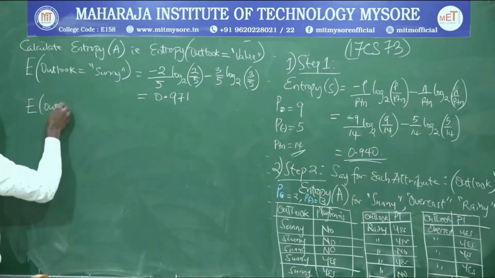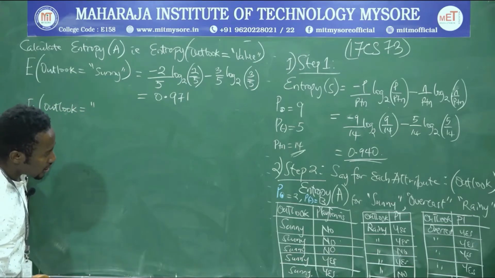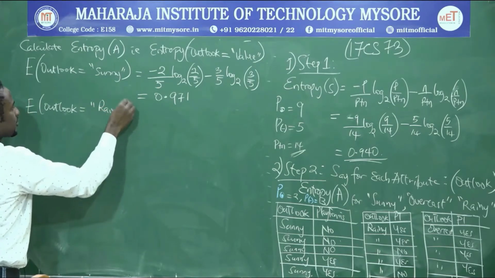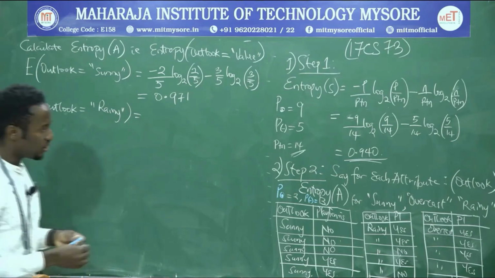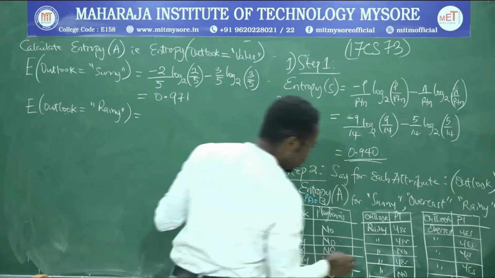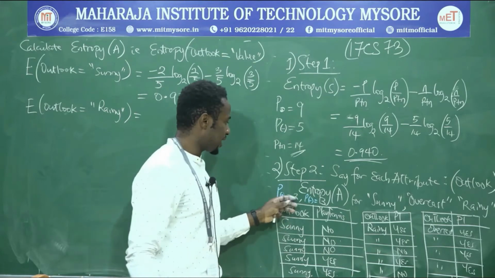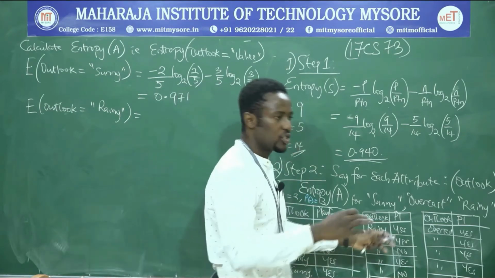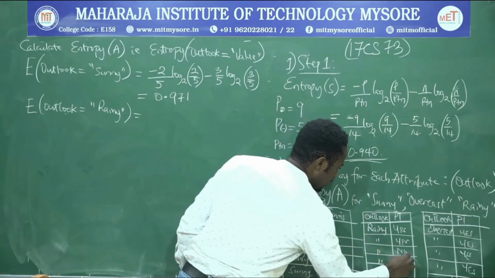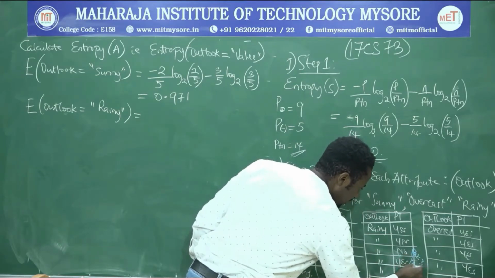We have to repeat this again for what? Outlook, right? Outlook equals what now? Rainy. So for rainy, let's go there quickly. So positive samples are 3, negative 2. Please don't get confused now. Please look here. Here positive samples were 2, negative 3. Here it is just the reverse, right? So positive samples here will be what again? P positive is 3. P negative is 2.